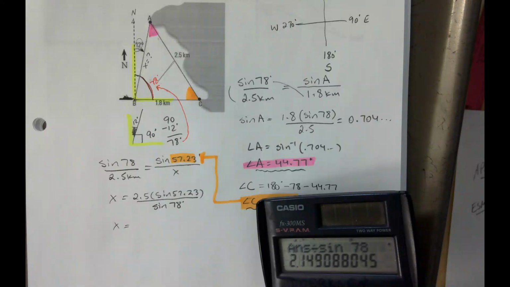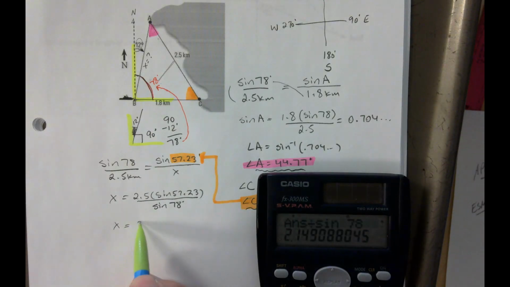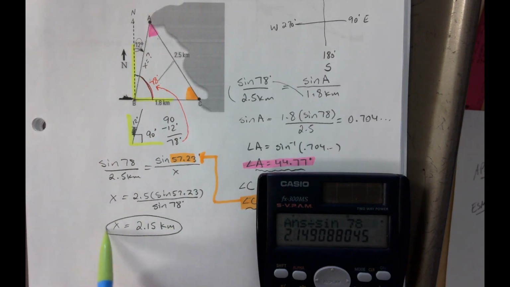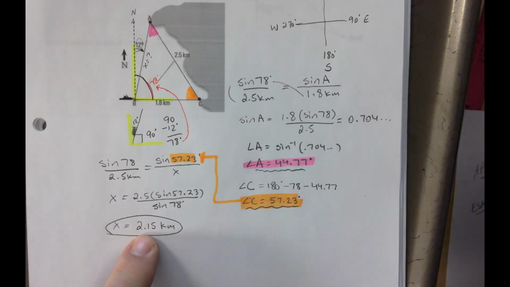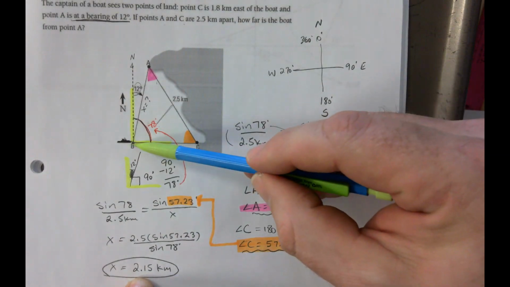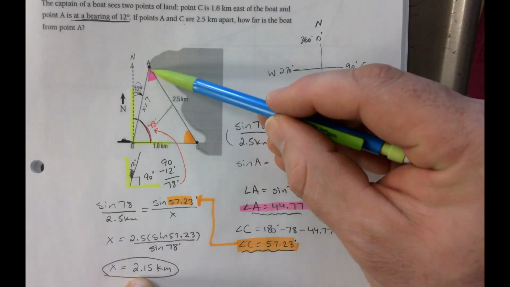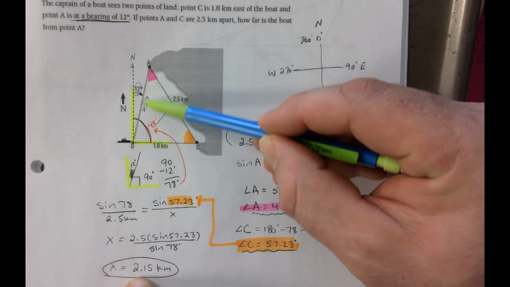It's 2.15 kilometers. And this is the final answer. This is what they were asking us for. How far is the boat? Right, how far is the boat from point A? So this side here of the triangle.